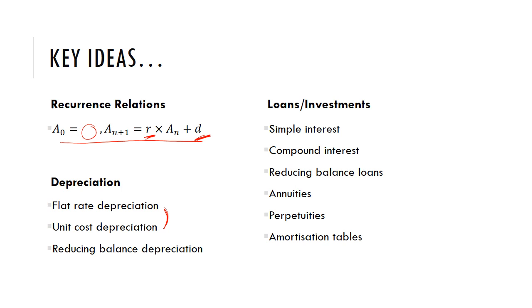And then finally, the biggest component is looking at loans and investments. And within that, we have two key areas where we're looking at simple interest loans and then compound interest loans, which include examples of reducing balance, where you're making payments as well as being charged or earning interest, annuities and perpetuities. And then following on from that, amortisation tables look at the breakup of payments within a reducing balance loan or an investment where payments are made.